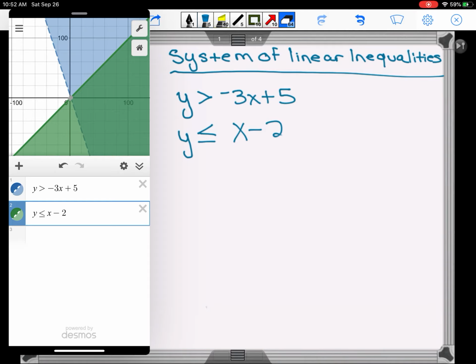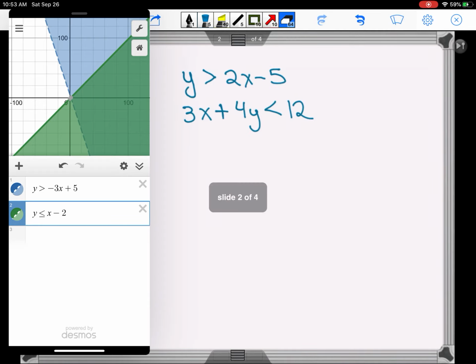Which means if you were to pick any point in that dark green region and you were to put in the x value and the y value into both inequalities, it would satisfy both inequalities. All the points in that dark green region satisfy those two inequalities. And that's all there is to it. It's as easy as that. You plug it into Desmos, you look at where the shaded regions cross, and that's your answer. So let's do a couple more.